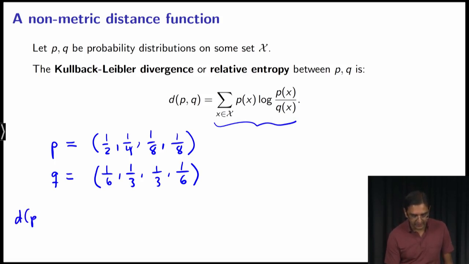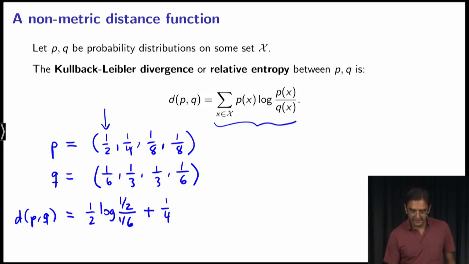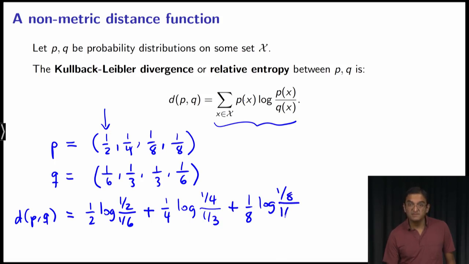So the distance between P and Q is the sum over all coordinates. So we're now going to sum over the 4 coordinates. The first coordinate, we take a half log a half over a sixth. So we're looking at the first coordinate over here. We're comparing the two numbers, a half and a sixth. Now we look at the second coordinate. We get a quarter, that's P of x, log P of x is a quarter over a third, plus an eighth, log an eighth over a third, plus 1/8 log 1/8 over 1/6.